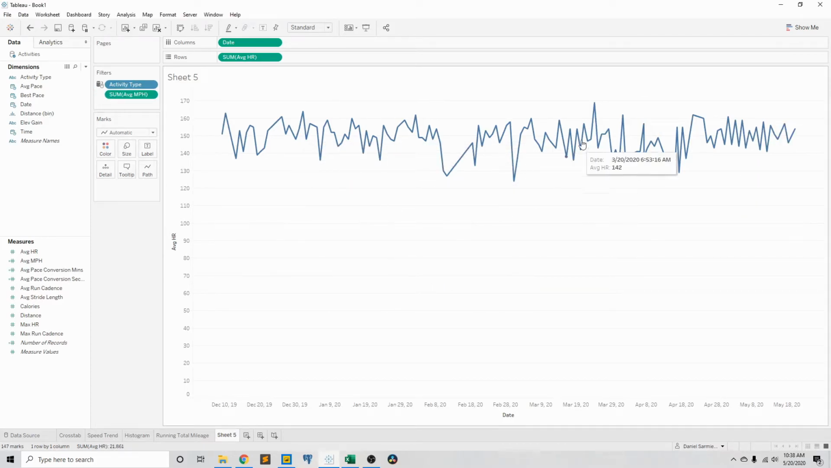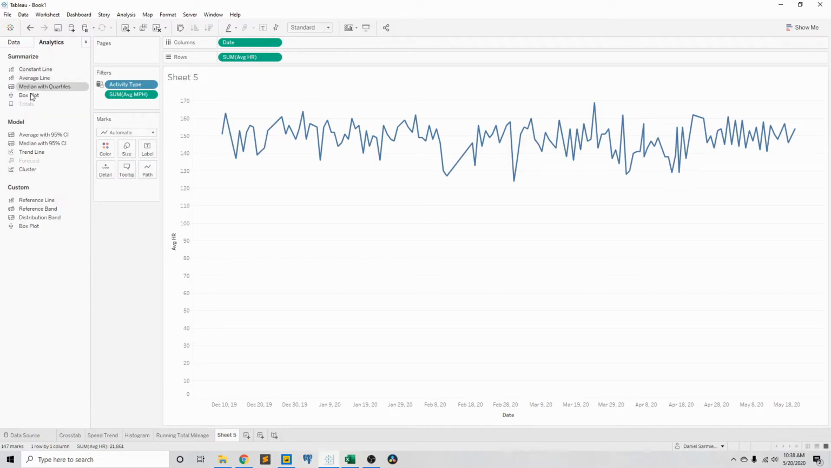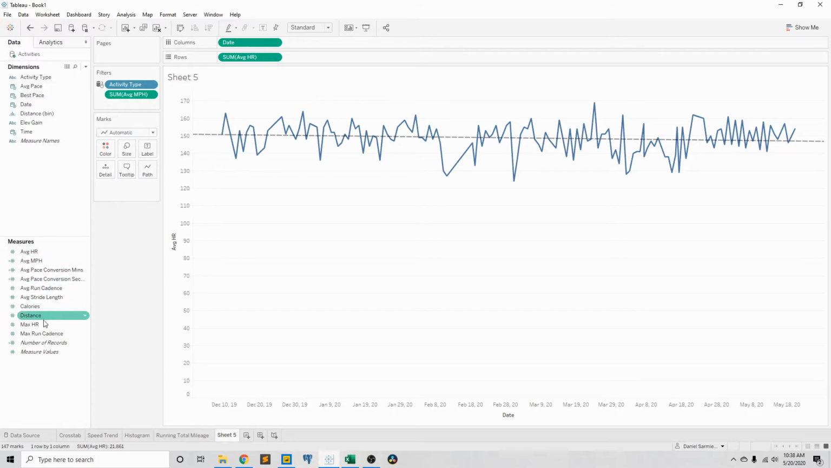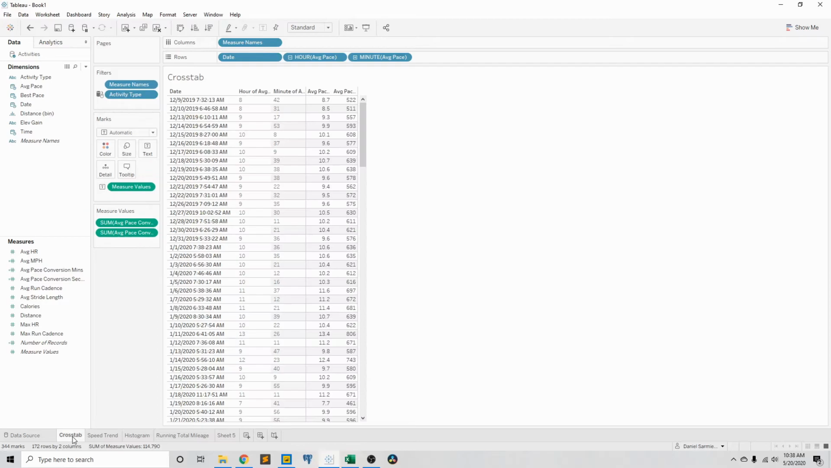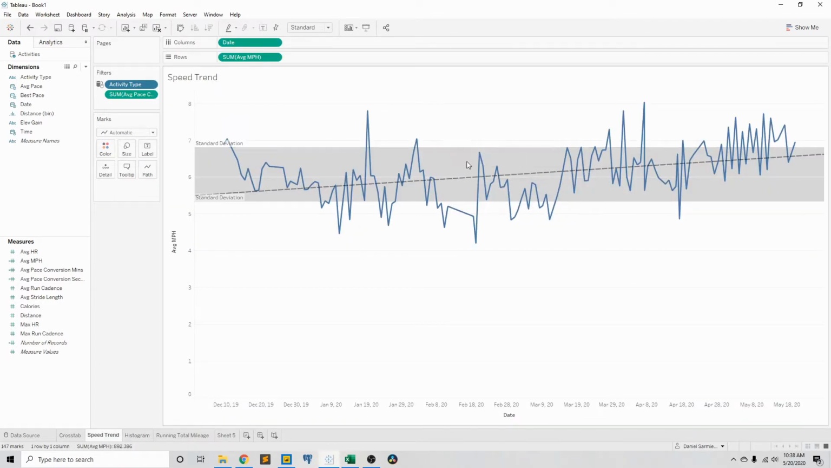Okay. Now, what does my average heart rate show me if I add on the trend line? Basically, no change. And what about the maximum heart rate? Oh, so the average heart rate doesn't show change, but it only has this context when you look at it against the speed.